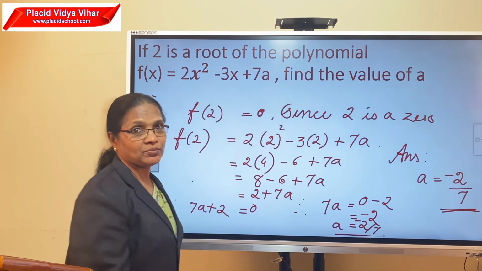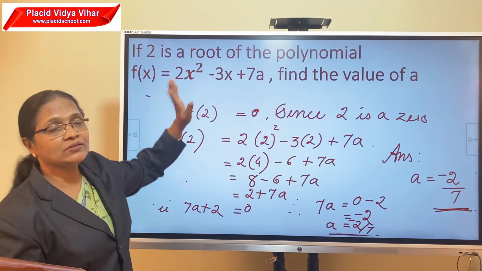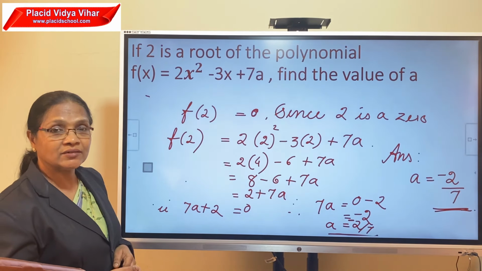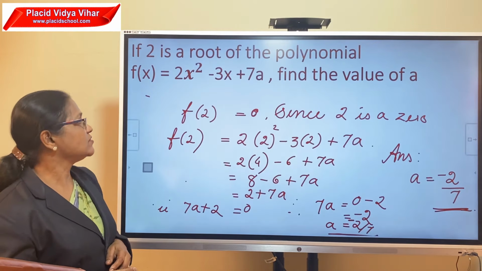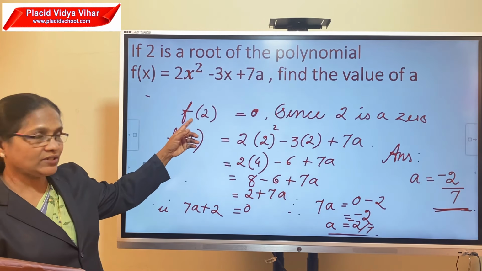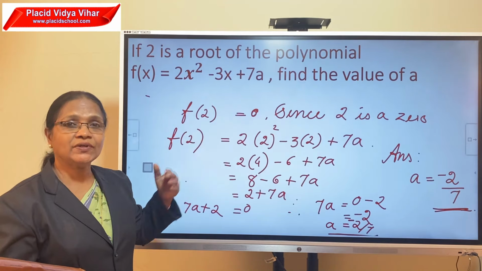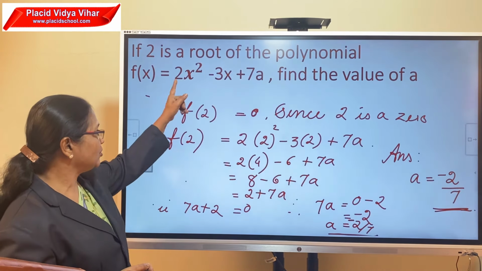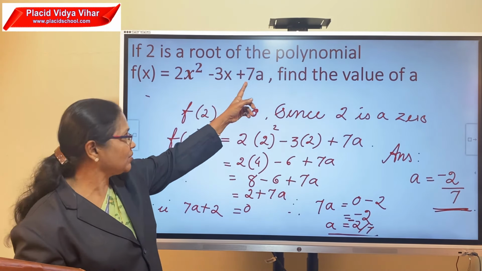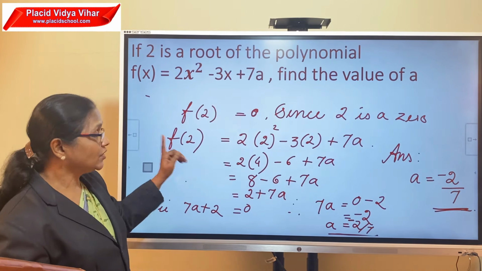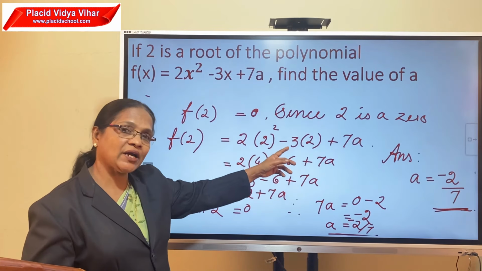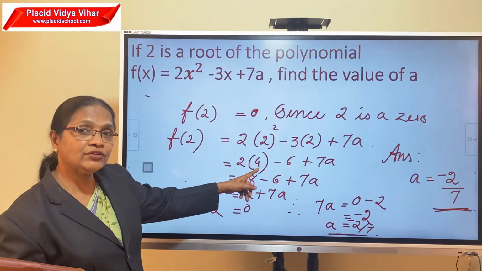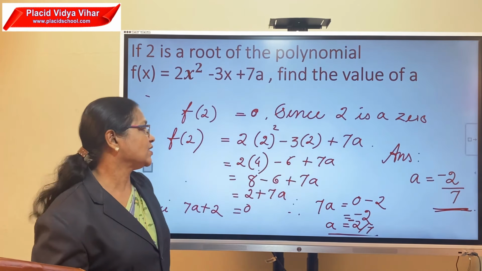Okay, let me explain the problem once again. Here 2 is the root of the polynomial. If 2 is the root of the polynomial, you know that f(2) must be 0. First of all, we have to calculate f(2). To calculate f(2), we have to substitute the value 2 in place of x. Therefore, f(2) becomes, if the given polynomial is 2x square minus 3x plus 7a, f(2) equals 2 into 2 square minus 3 into 2 plus 7a. 2 square becomes 4, therefore 2 into 4 minus 6 plus 7a.